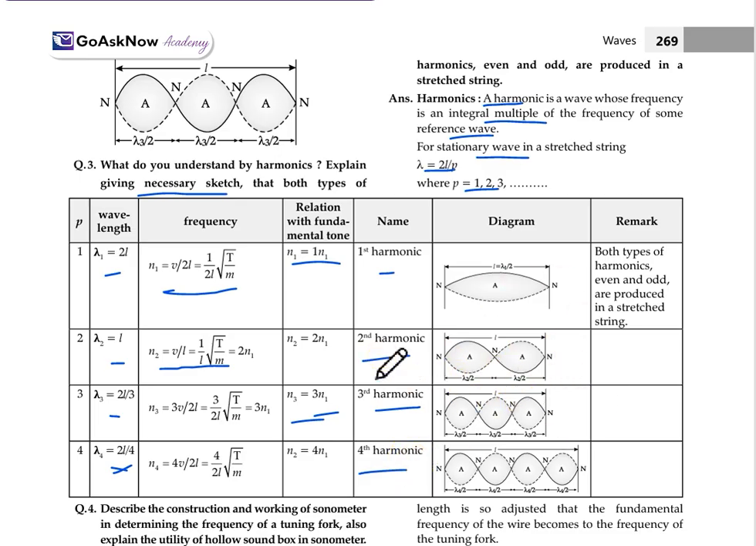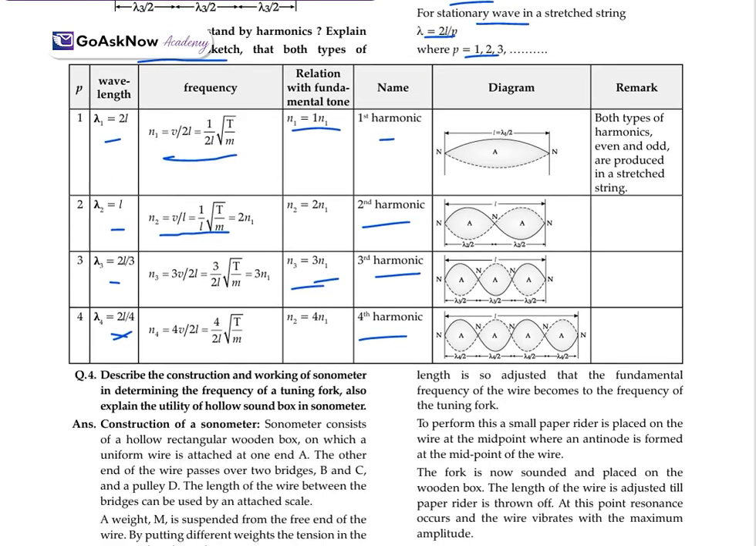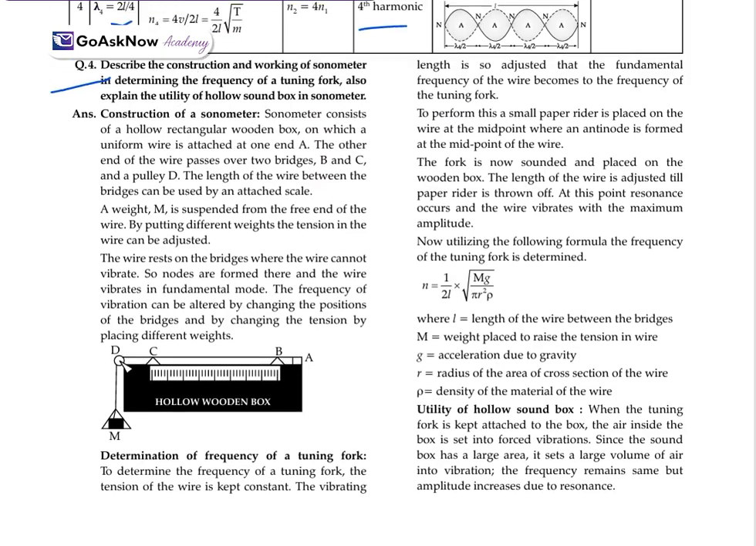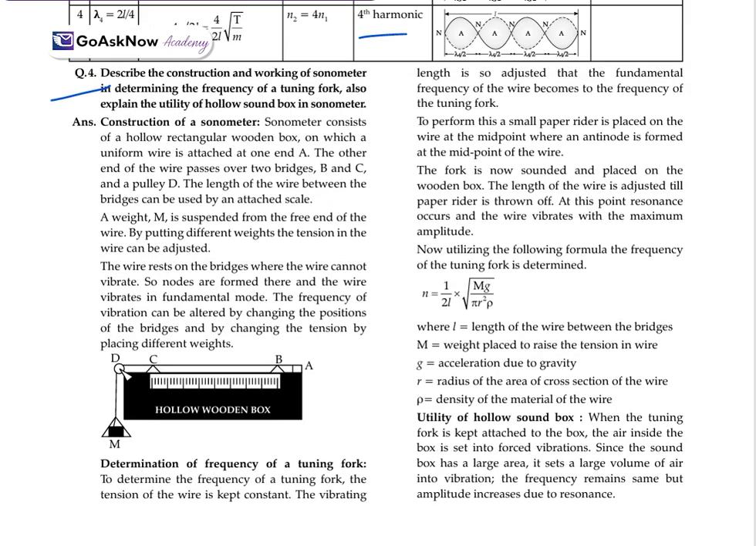So this is a sketch for the different harmonics, even and odd, when produced in the stretched string. Now describe the construction and the working of a sonometer in determining the frequency of a tuning fork, and also explain the utility of the hollow sound box in the sonometer. Firstly, we have only started the definition, but here we'll study the construction of the sonometer deeply as well.